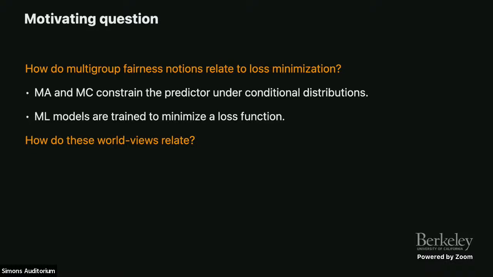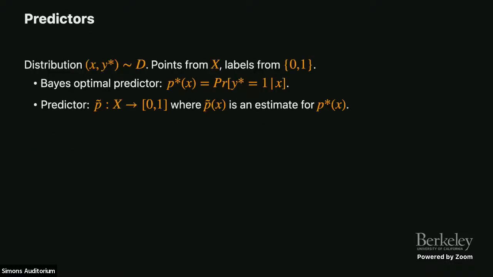Now, Michael, of course, gave you some preview of what's to come here, but let's pretend that he didn't say anything about this. And there's some real tension here about whether there's some kind of a trade-off, perhaps, between loss minimization and these multi-group fairness notions. Okay, so we're going to talk about predictors, just like Michael did in his talk.